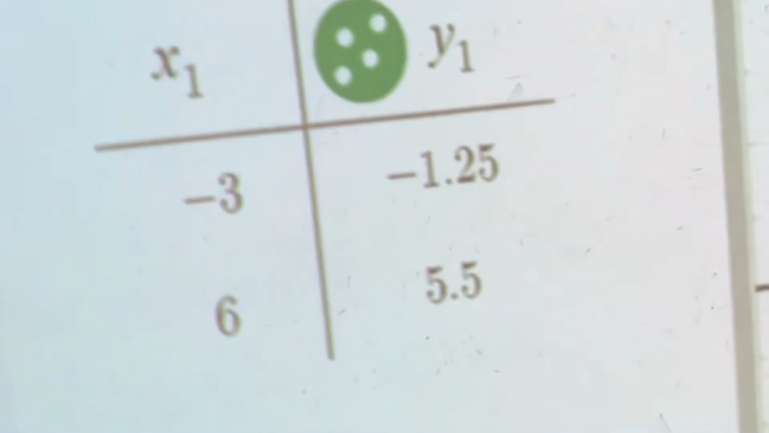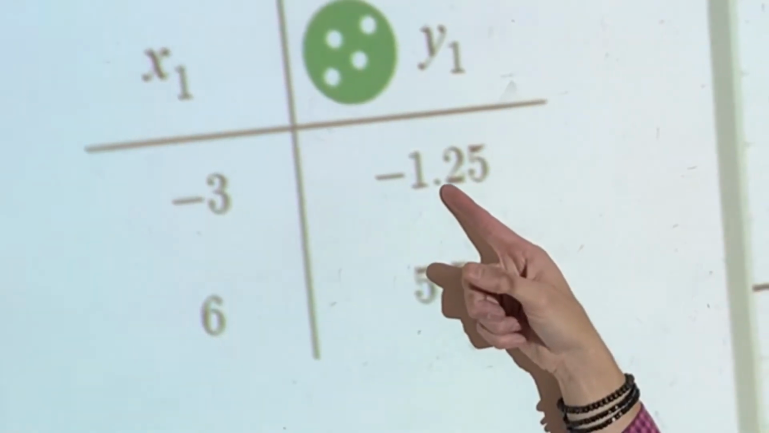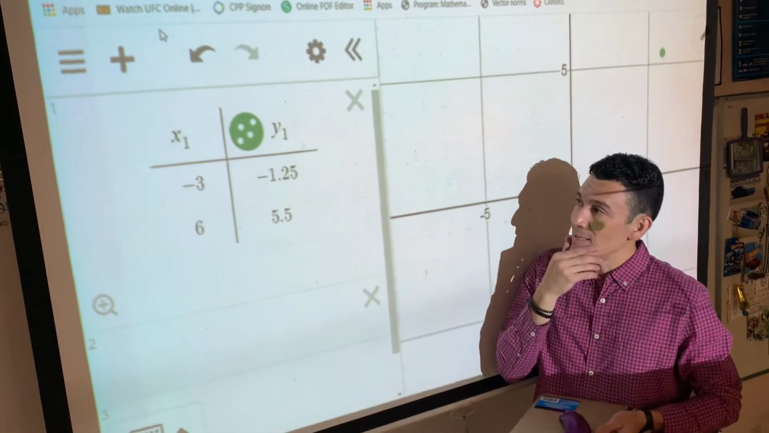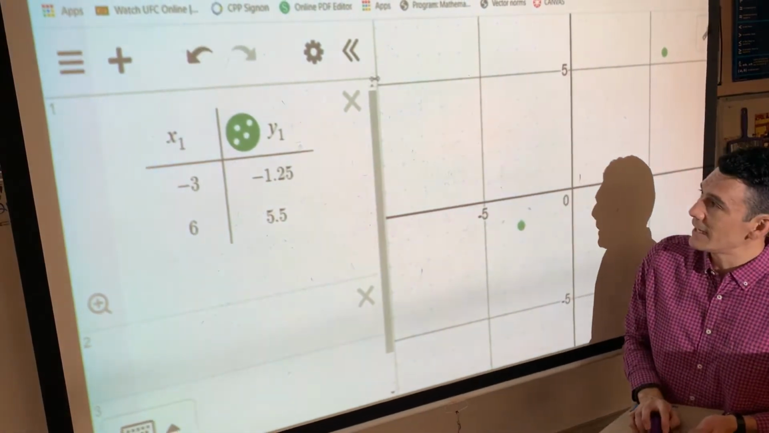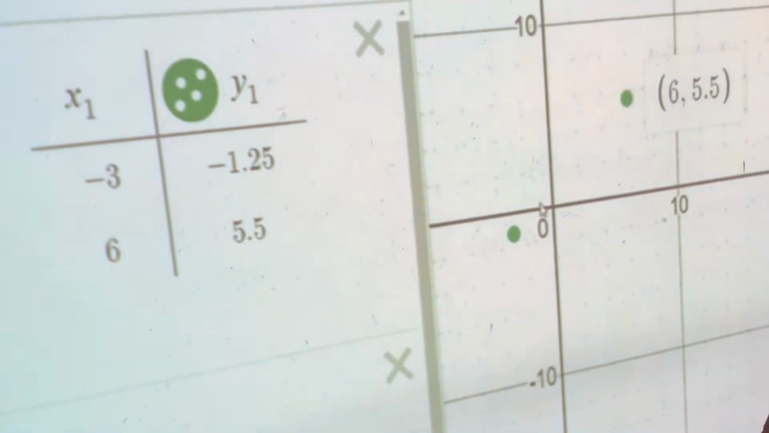Now, a couple of things. Make sure that you don't forget the negatives wherever they belong. Make sure that you always have the decimals if they belong there, because if they're not there, it's going to be off. And now that I have 2 points on the table, Desmos will plot the points for me. So I have one there and there's the other.